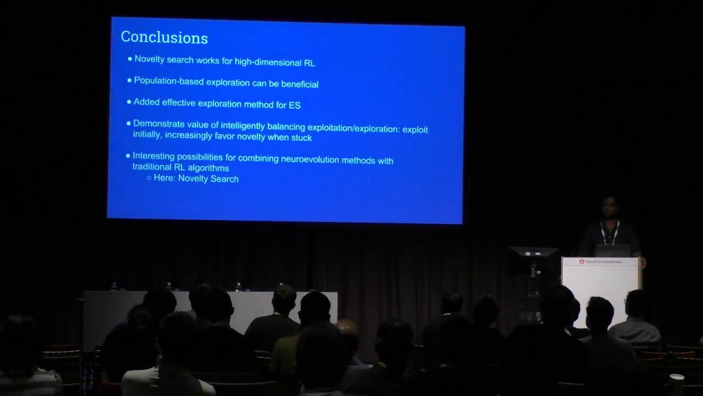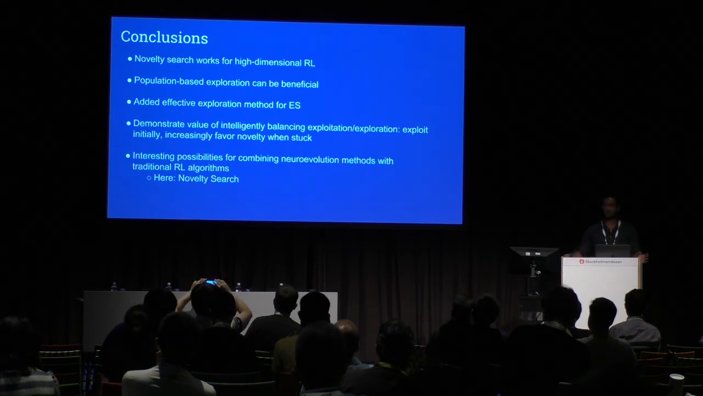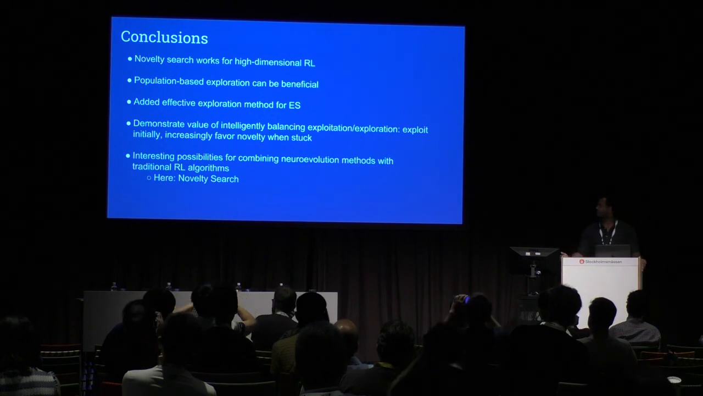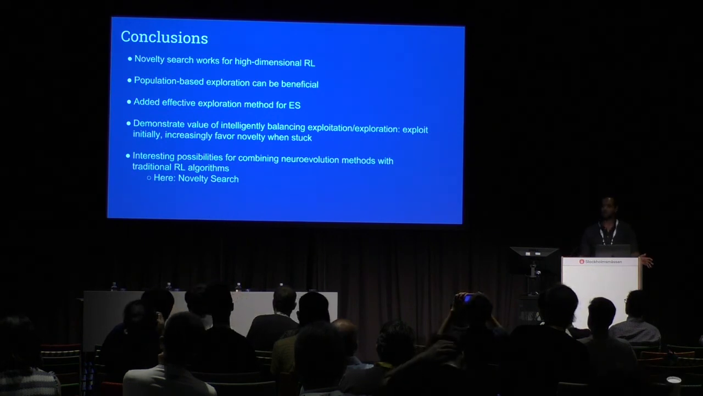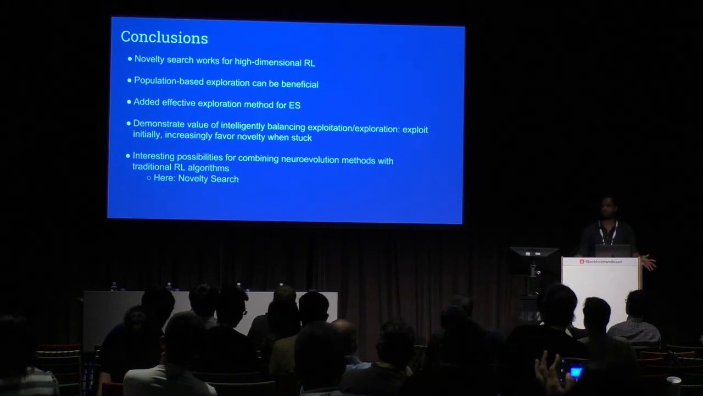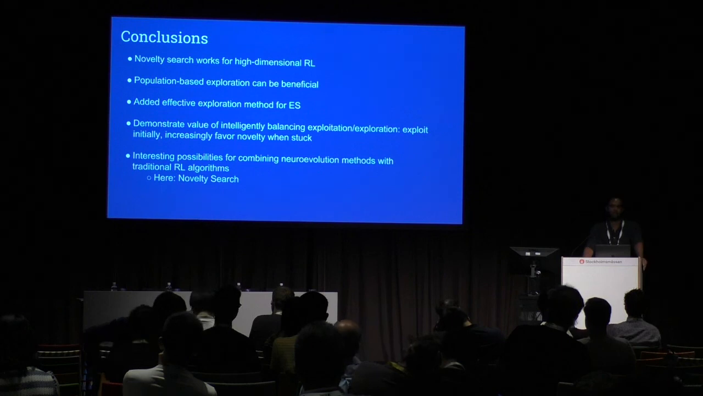And so the conclusions we can draw from this are that novelty is an effective exploration signal in high-dimensional environments, and that population-based exploration is often beneficial. We demonstrate the value of intelligently balancing the preference for novelty and reward over time. And this also raises some interesting possibilities for combining methods from neuroevolution and the traditional deep RL literature. Here we try one example of this with novelty search, but we believe that there are many more.